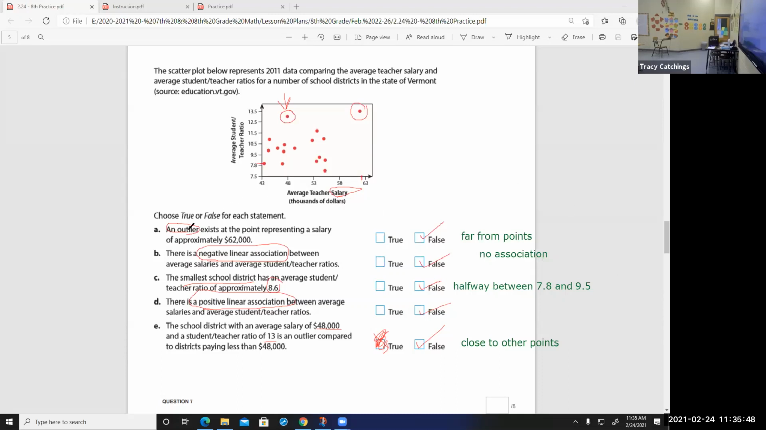Oh, and see, A would have been true. An outlier is this point representing the salary. We said that was an outlier. Yeah, we gotta watch that. For B, B and D had the same association because there was no association.